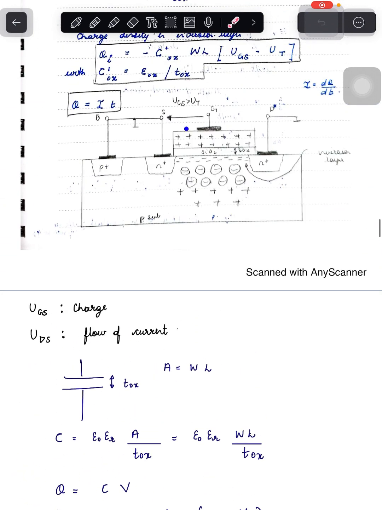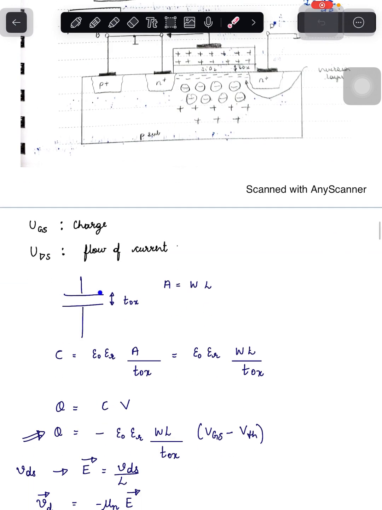If we see this structure, this resembles a capacitor. Two parallel plates separated by a dielectric silicon oxide of thickness TOX, and the length of the plate is L, width of the plate is W, and the area equals W into L. We know C equals epsilon naught epsilon R, area divided by the distance between the plates, which results in epsilon naught W into L by TOX.